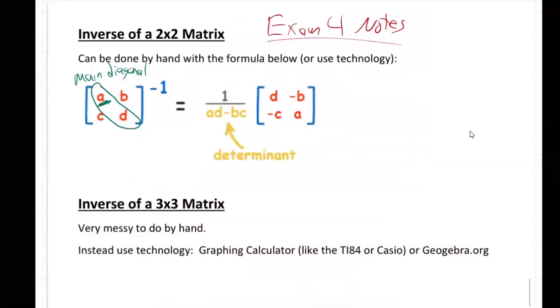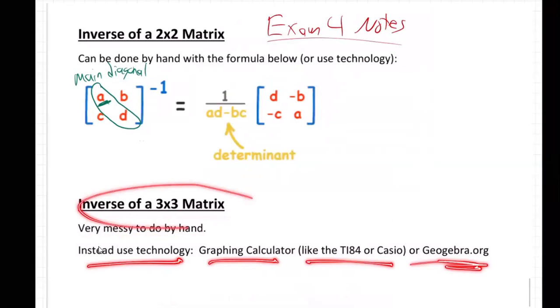Here's what the notes say. For a 3 by 3, it's very messy to do by hand. I'm not even going to show it. It's just messy, messy business to do by hand. Instead, use technology, a graphing calculator like the TI-84 or a Casio, or geogebra.org. Use technology to do the inverse of a 3 by 3. Does that make sense? We're not going to do it by hand.